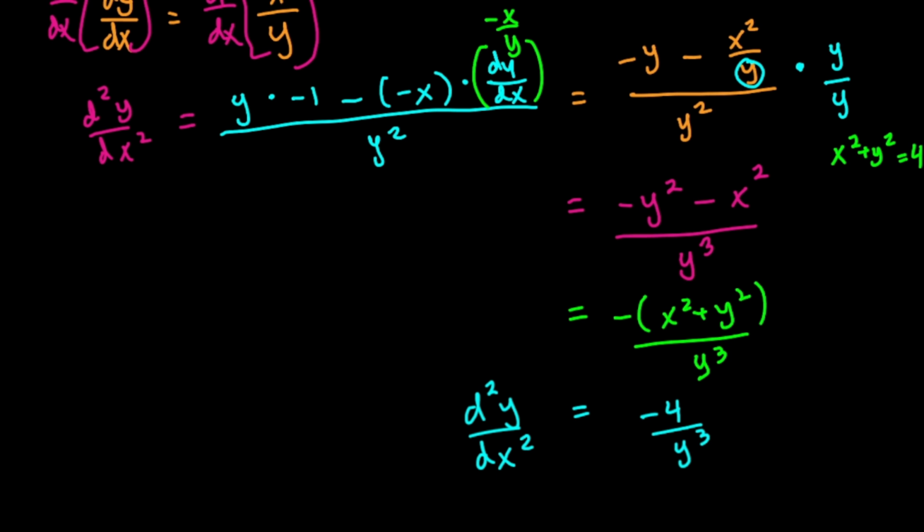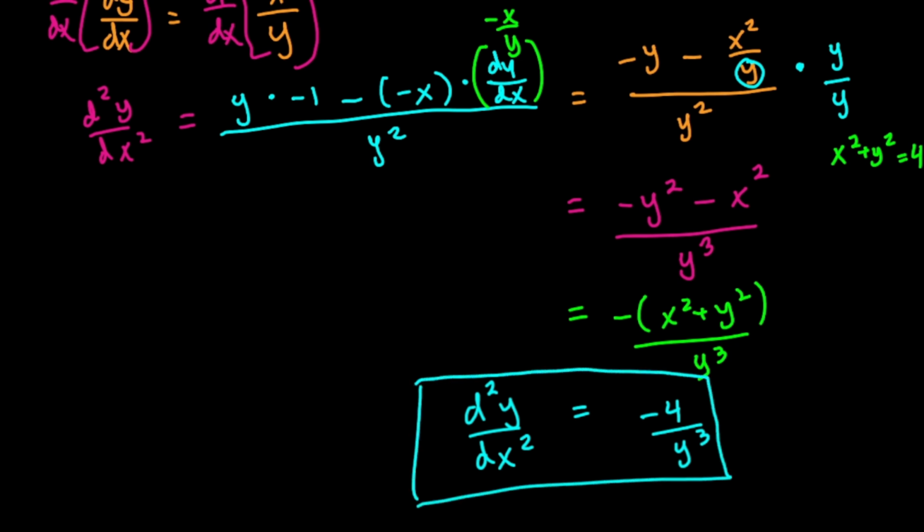So it turns out that the value of the second derivative only depends on the y value, not the x value. As you learn a little bit more calculus and the physical interpretation of the second derivative, we can analyze this further. But for right now, we've answered the question that was asked, which was to find the second derivative.